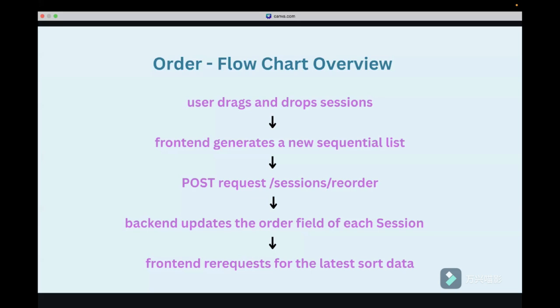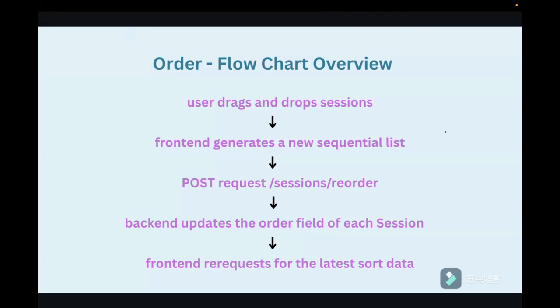There are 5 main steps. The process starts when a user drags a session to a new position, and the front end generates a new list representing the updated order. And then a post request is sent to the session's reorder endpoint with this list. And then the backend processes the request and batch updates the order field of each session. Finally, the front end requests the latest sorted data.